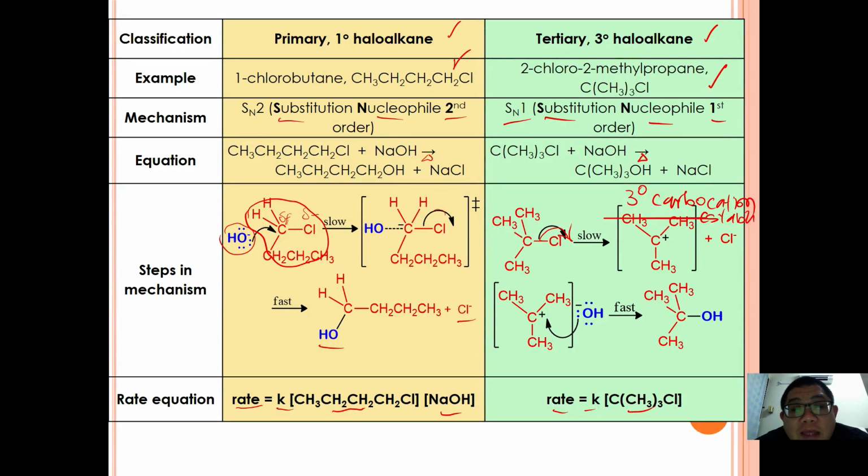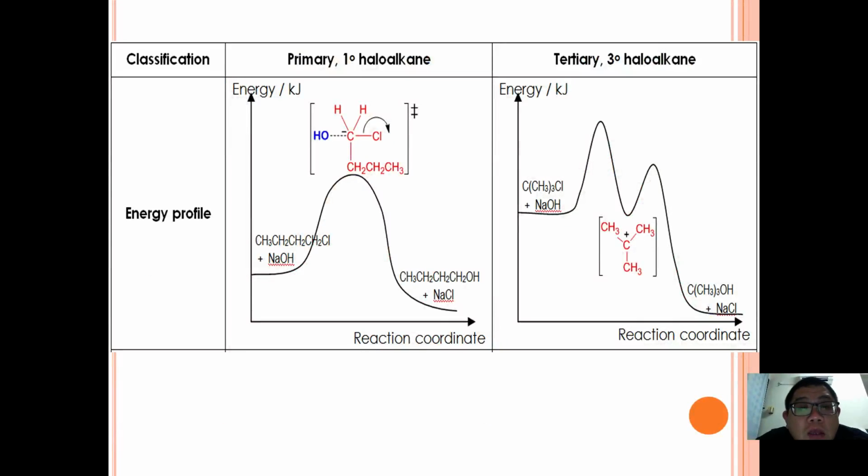Now, based on the number of steps, the energy profiles can be sketched below. Since the SN2 reaction takes place in a single step, you have a single bump looking like this, and the peak of this activation energy is made of the complex. Whereas the SN1 mechanism of the tertiary haloalkane is carried out in two steps, so you have two bumps, and the intermediate is formed between the bumps to show that a stable tertiary carbocation is formed during the reaction.